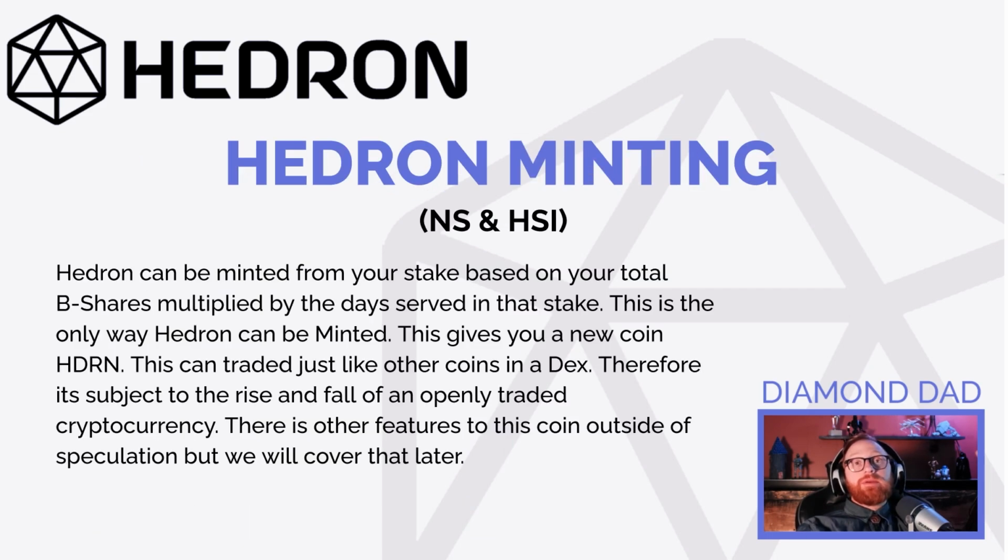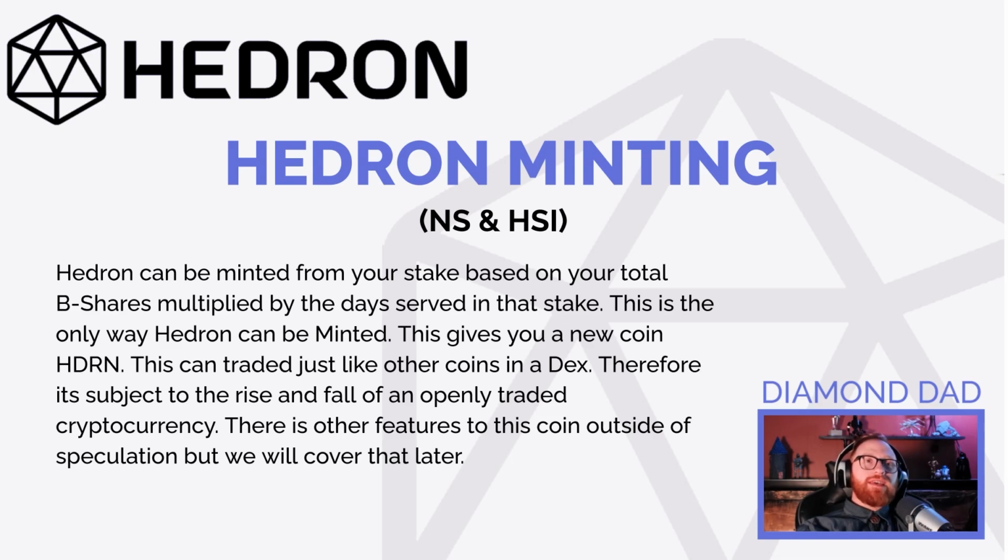So Hedron minting, the first feature that we're going to look at, is available to both native stakes and the hex stake instance, the HSI and the NS. Hedron can be minted from your stake based on your total B shares multiplied by the days served in that stake. This is the only way Hedron can be minted. This gives you a new coin, HDRN. It's the ticker of Hedron.